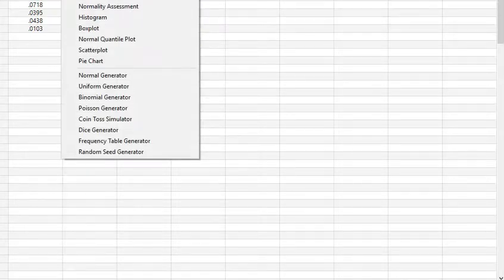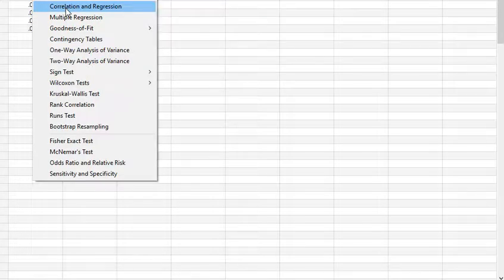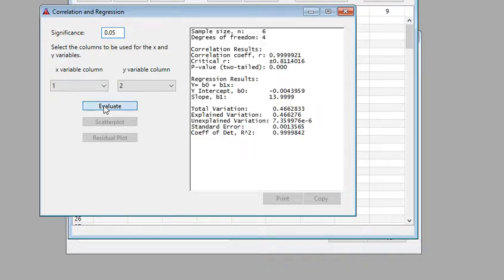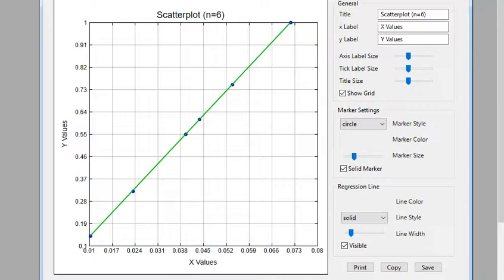So with all our values, let's again plot these, this time in StatDisk. To plot these, we'll go to Data and take a look at the scatterplot. You know what? Let's just cut to the chase. Let's go to Correlation and Regression. Correlate these two, 1 and 2. Let's click Evaluate, and we'll click Scatterplot then. Boy, that's looking pretty perfect.